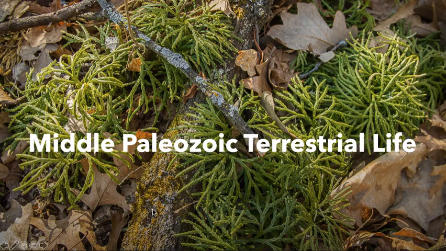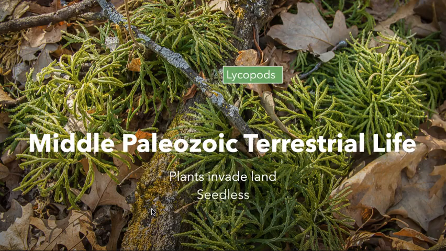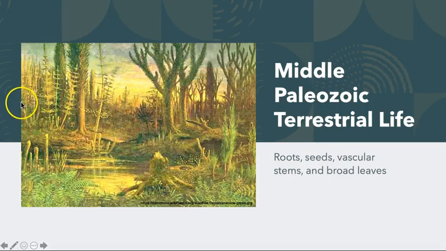In Silurian time, plants were limited to very moist environments like shorelines, lagoons, and tidal flats. By the late Devonian, lycopods were a common early plant, and like others of this time were seedless and confined to wet, swampy environments. However, in the Devonian, the evolution of roots, seeds, vascular stems, and broad leaves allowed plants to spread across the land.